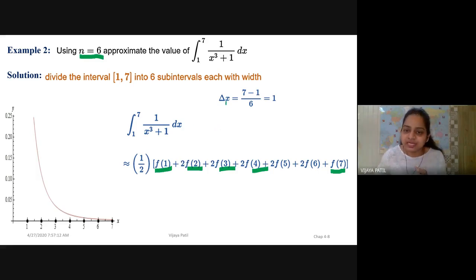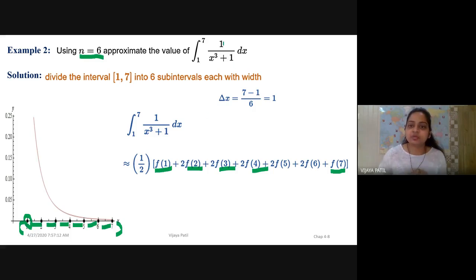So if you'll observe, this delta x is equal to 1. That means this 1 to 7 interval we have divided into 6 equal intervals: 1 here, 2, 3, 4, 5, and this is 6. Now, while doing it, we have found out the value at the points on the intervals. So we have found out the value of f of 1.